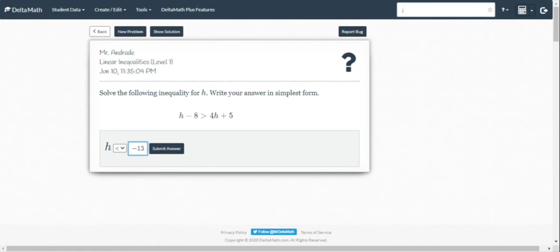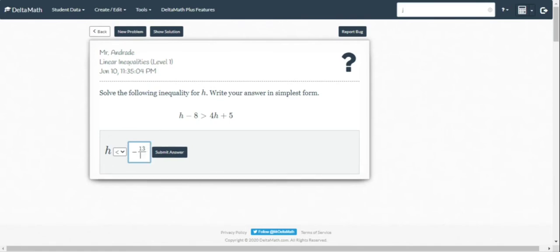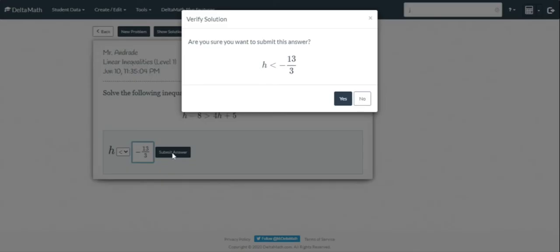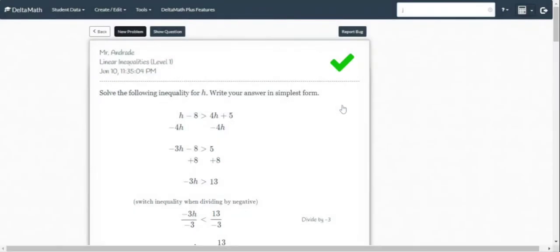Again, I'm doing this in my head. We'll see if I came up with the right answer. If I didn't, it's going to show us how we do it. There we go. And it's right. Now, just as I said, we're going to subtract the 4h on both sides. And that gave us h minus 4h is negative 3h. Minus 8 is greater than 5. So then we're going to add 8 on both sides, so we get negative 3h by itself.